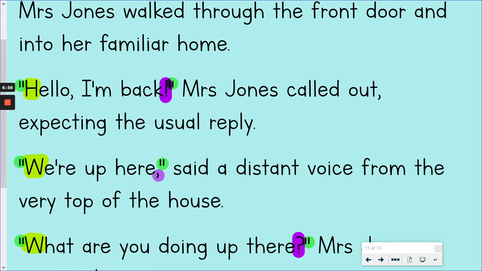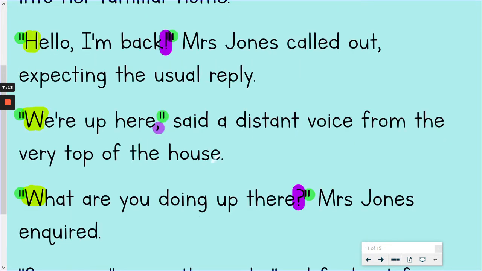"We're up here," said a distant voice from the very top of the house. So here, the greens there showing the inverted commas, the capital W to start the speech, and the comma to end the speech, because after the speech there, the sentence is continuing. Again, after the word house, we're starting a new line.